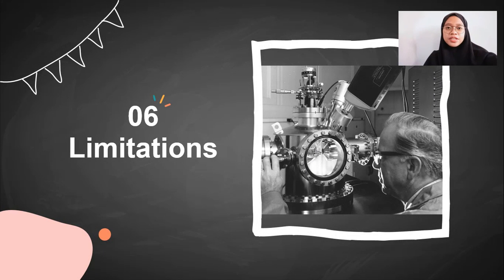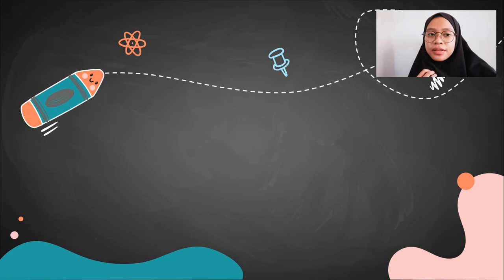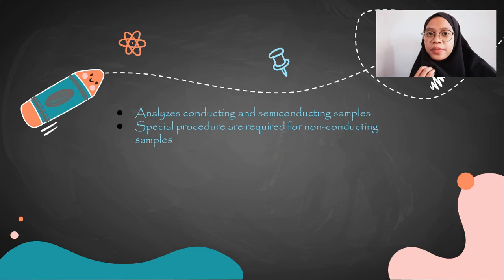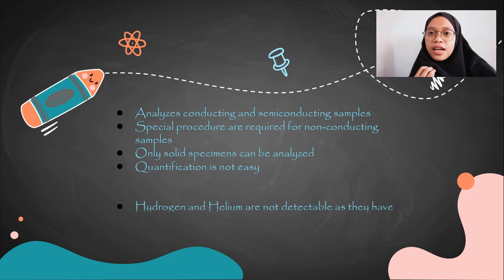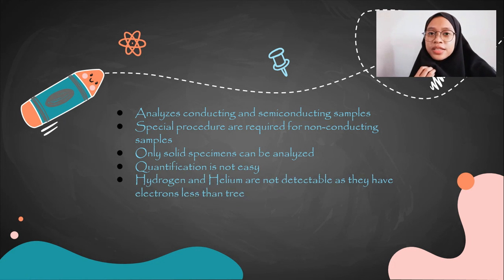6. Limitations of Auger Electron Spectroscopy. Limitations are that analysis is restricted to conducting and semiconducting samples. Special procedures are required for non-conducting samples. Only solid specimens can be analyzed. Quantification is not easy. Hydrogen and helium are not detectable as they have fewer than 3 electrons.